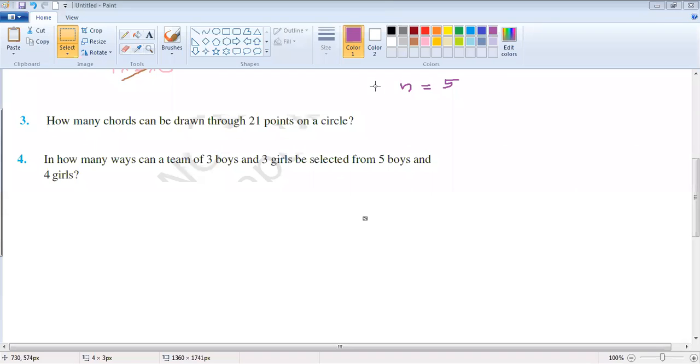Look at question number 3. How many chords can be drawn through 2 points on a circle? 21 points on a circle. So you have 21 points in a circle.